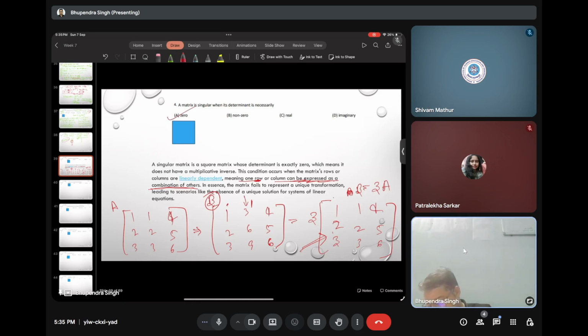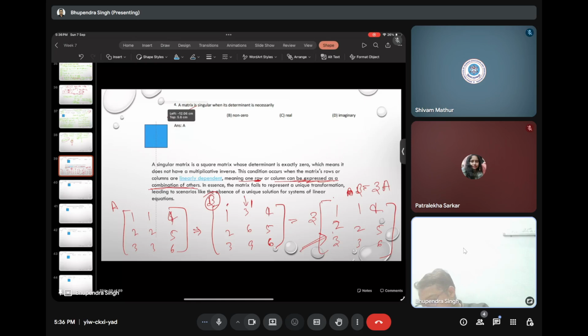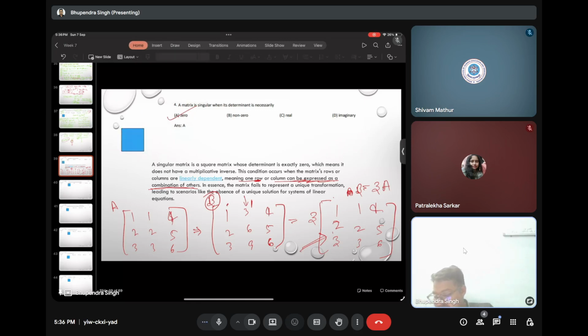Answer is 0. The matrix fails to represent a unique transformation, leading to a scenario like the absence of a unique solution for a system of linear equations. Anyways, so this is your answer. When the determinant is necessarily 0. Okay.